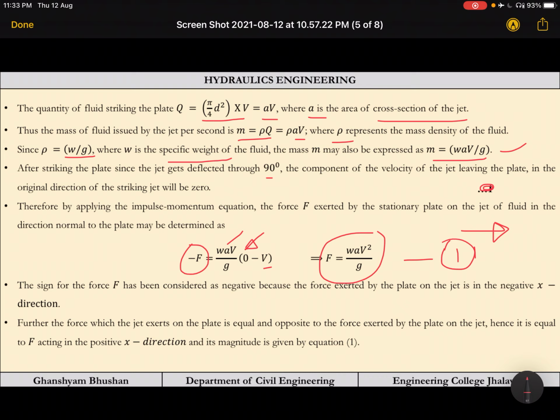So this is the jet and this is your plate. The force exerted by the plate will be like this, an action reaction pair, so it is in the negative x direction. Further, the force which the jet exerts on the plate is equal and opposite to the force exerted by the plate on the jet. As I have told you, this is Newton's third law. Hence it is equal to F acting in the positive x direction, and its magnitude is given by equation 1. So this is your equation number 1.